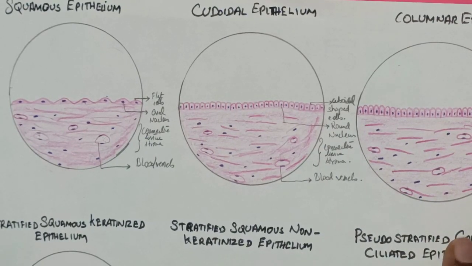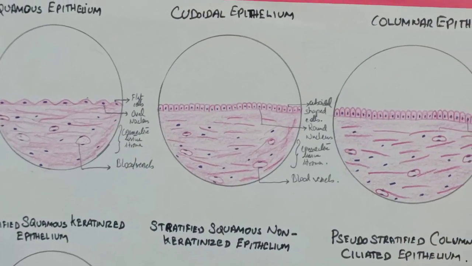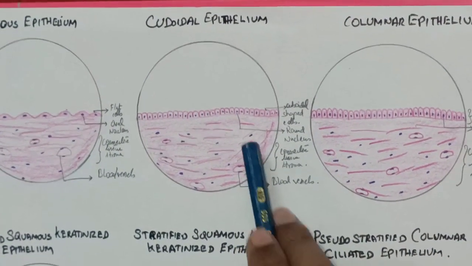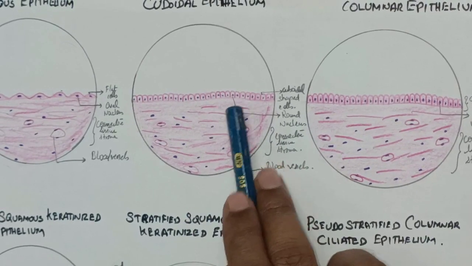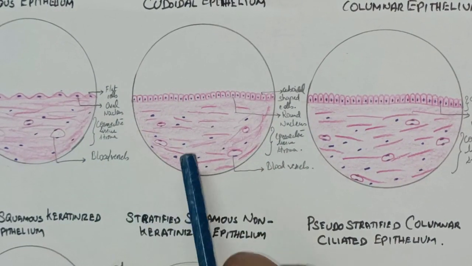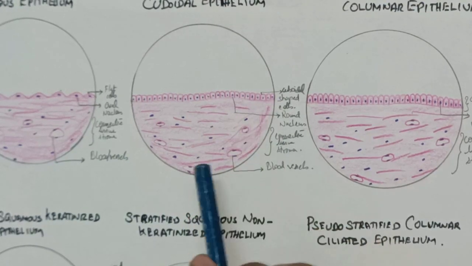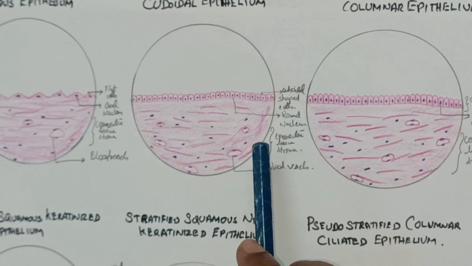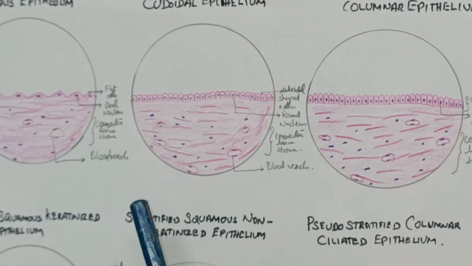So we move on to the next epithelial structure, cuboidal epithelium. When you see the cuboidal epithelium, you see a cuboidal-shaped appearance of the epithelial cells. In squamous epithelium the cells are flattened, and in cuboidal epithelium they are cuboidal in shape, with a round nucleus over the underlying connective tissue.